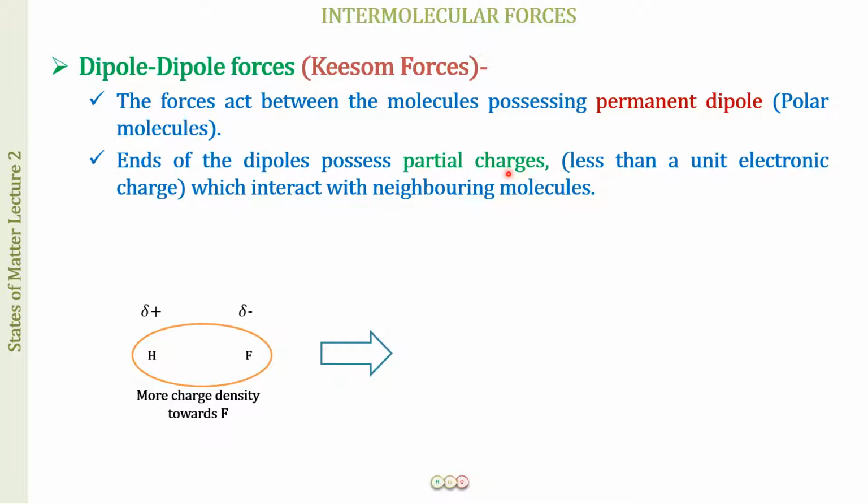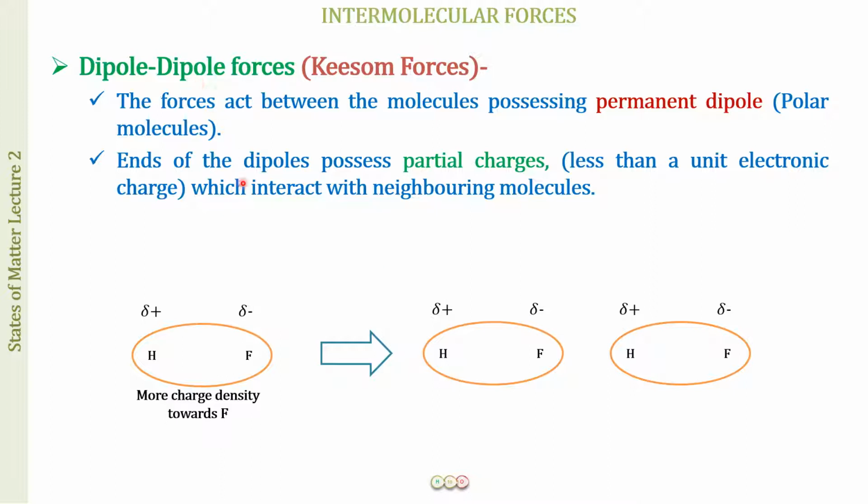Okay, now what happens when one polar molecule comes in contact with another polar molecule? So we will be seeing that the fluorine end has a partial negative charge, the hydrogen end has a partial positive charge. So when these two molecules approximate each other, one having a partial negative, one having a partial positive charge, they are going to feel an attraction towards each other. So this attraction between these two molecules is called the dipole-dipole force of attraction. I hope this is clear.